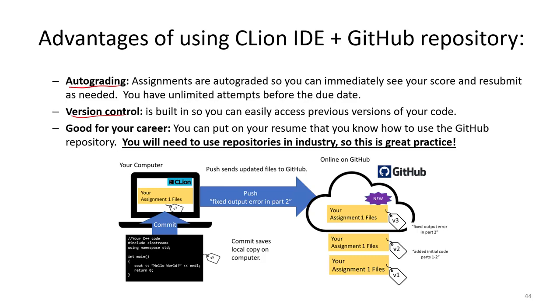Next is version control. If needed, you can access prior versions of your code. If your computer crashes, or if your laptop gets lost or stolen, you still have your latest version in GitHub, in the cloud, so it's great to have as a backup.